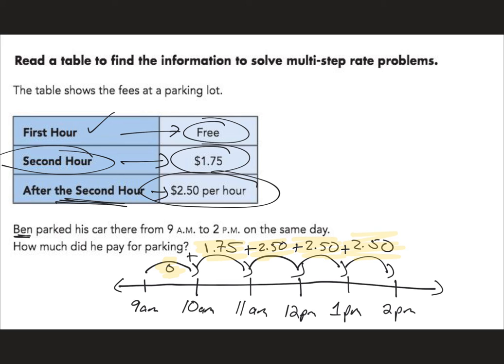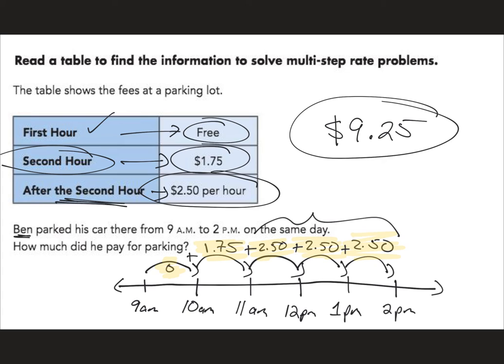Or could you do 2.50 times 3? You could, but you've already started this, so why don't you finish it? She's wondering if we can multiply 2.50 times 3 and then add on that 1.75. We absolutely could. And looks like she's ready. And what do you got? $9.25. Very good.